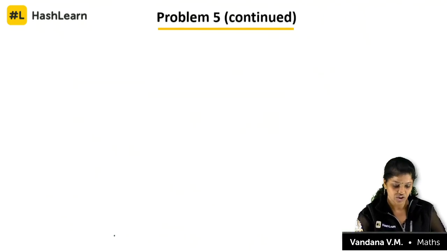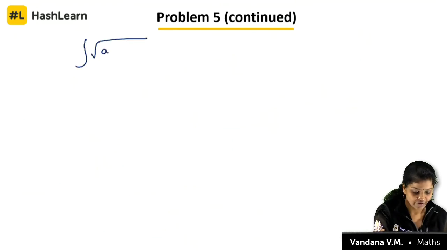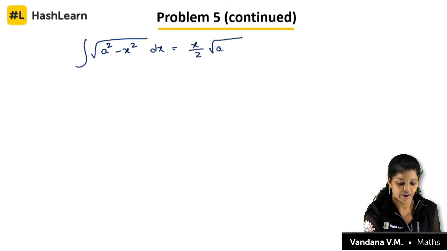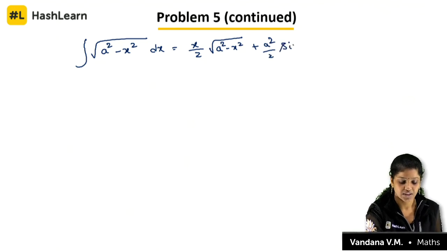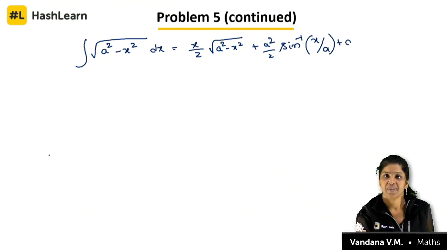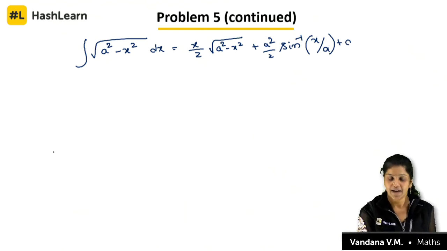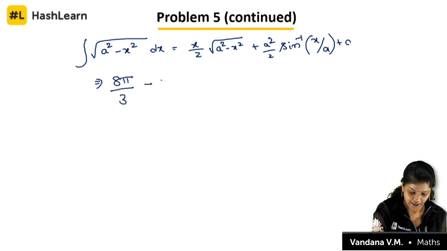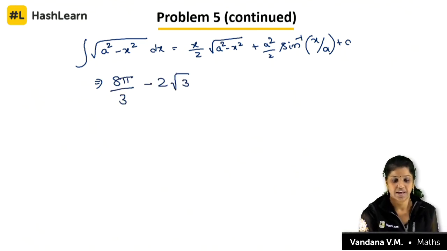So it's easy now children. Integral root of a square minus x square into dx. What is the formula? x by 2 into root of a square minus x square plus a square by 2 into sine inverse of x by a plus c. Okay, so if you apply that, you have to get the answer as 8 pi by 3 minus 2 root 3. Yes, what she said is correct. Clear? Yes, Devi Priya, good.